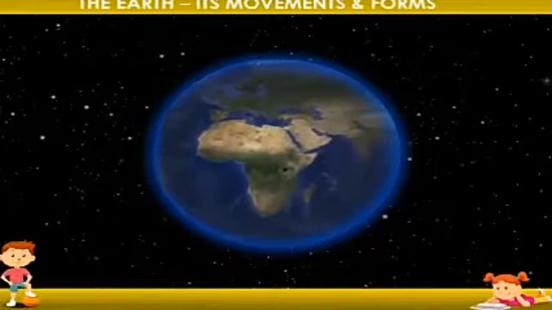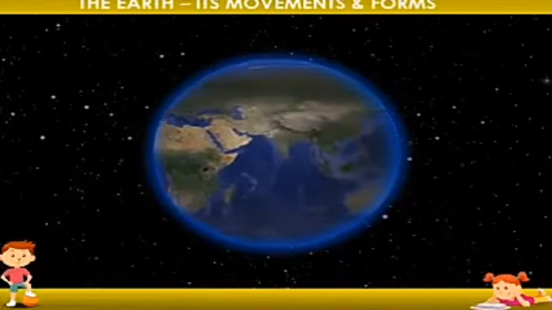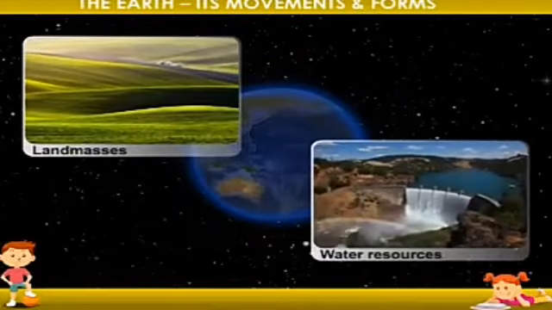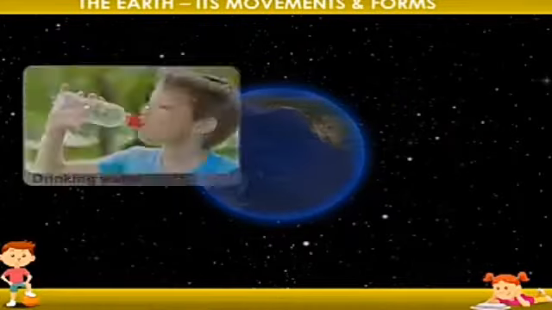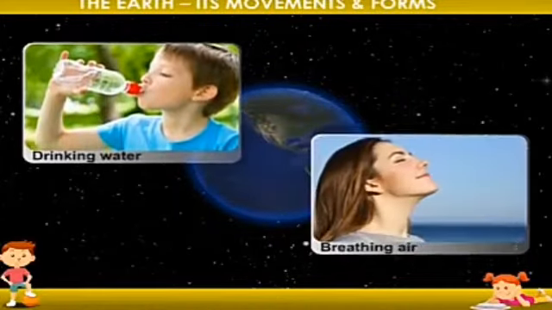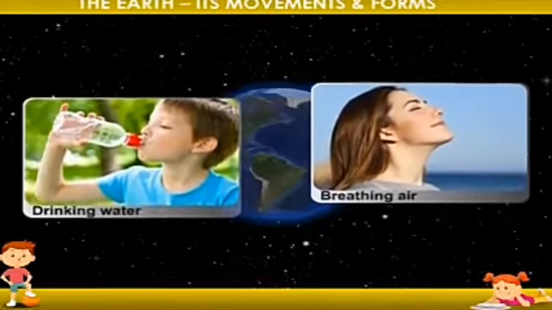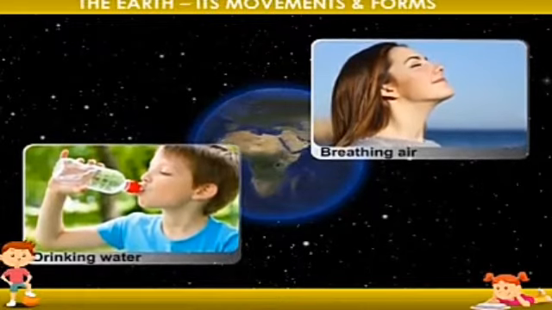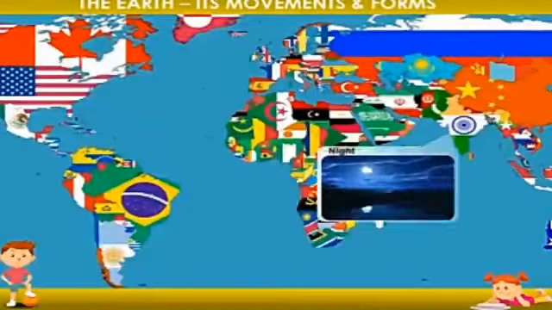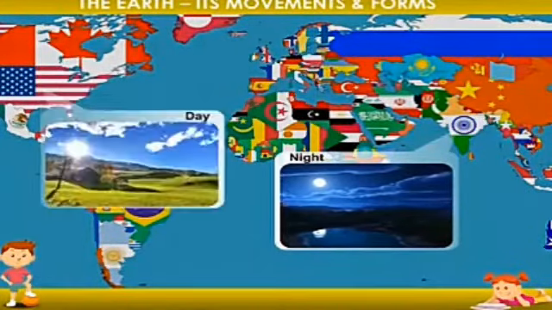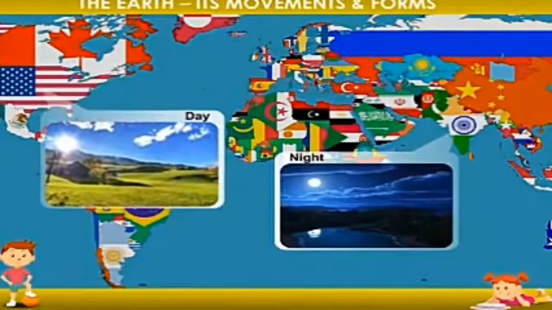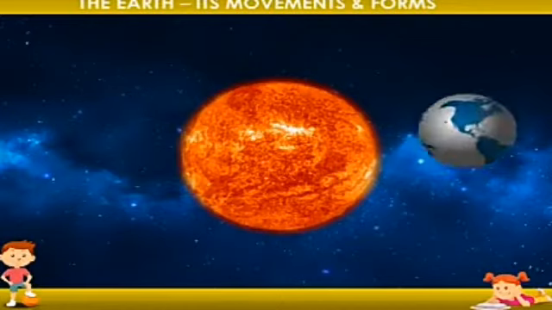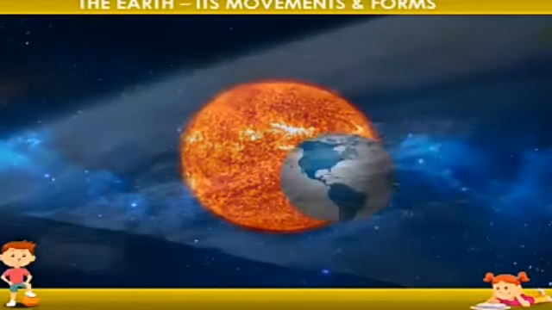Our planet, Earth, is a unique planet. It consists of both land masses and water resources, and the presence of water and air makes life possible on it. We have seen that days and nights are different in every country. If we have night in India, there is day in the USA and other parts of the world. This is due to the rotation or movement of the Earth.